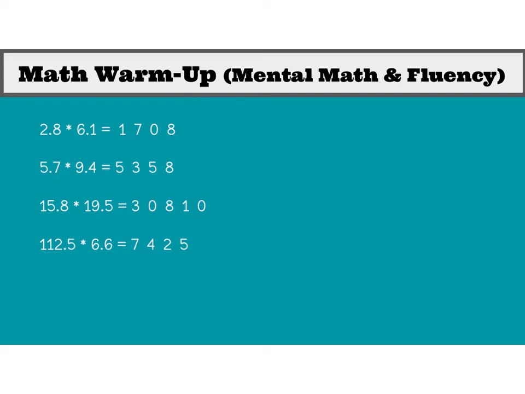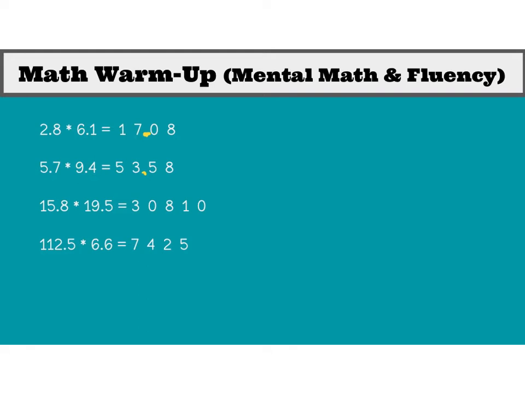Okay, our first problem would end up with our decimal point here between the 7 and the 0. So we would have 17 and 8/100ths. Problem number 2, we would have our decimal point between this 3 and this 5. So we would have 53 and 58/100ths.